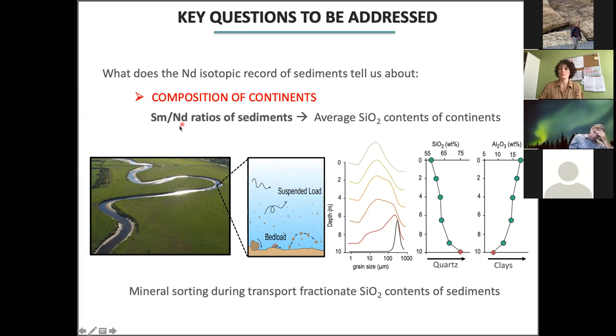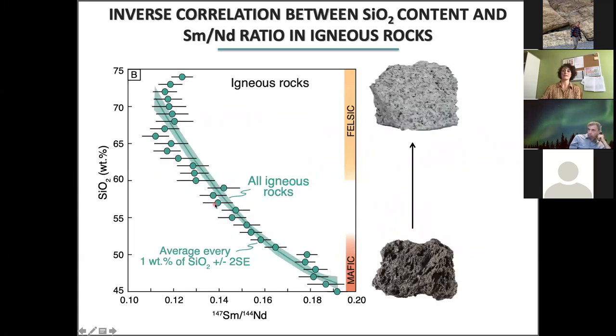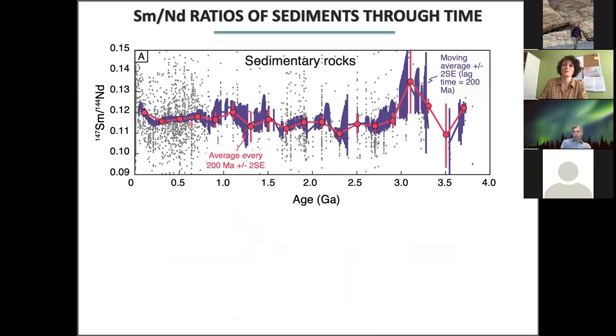And the samarium-neodymium ratio does a good job, because these two elements are not fractionated during sediment transport, and they are nicely correlated with silica content in igneous rocks. So here I'm showing you the correlation between the samarium-neodymium ratio and the silica content of continental igneous rocks. This is a compilation of more than 2,000 data points from the GEOROC database. And you can see that mafic rocks tend to have a higher samarium-neodymium ratio compared to felsic rocks. So we can determine the equation of this relationship and then use it to calculate the silica content of continents from the samarium-neodymium ratio of the sediments that I have compiled.